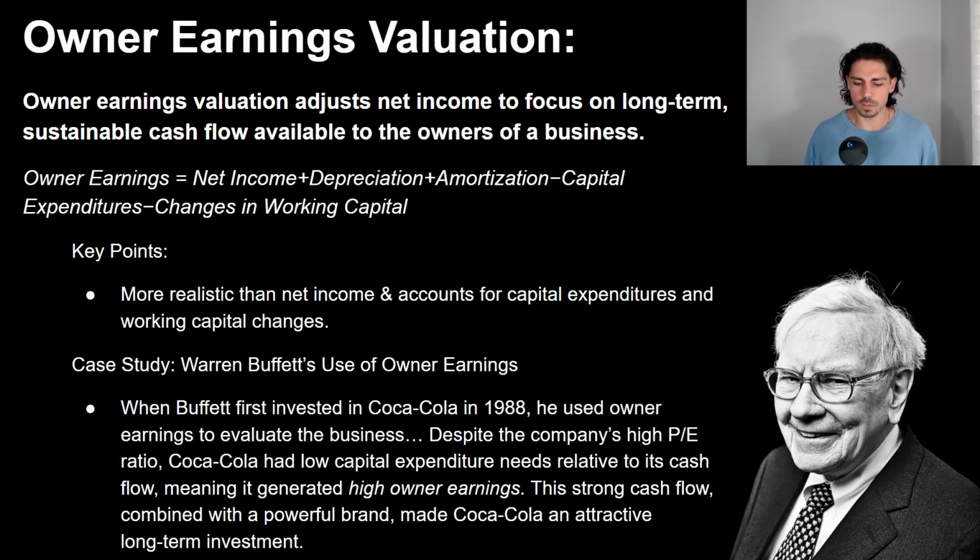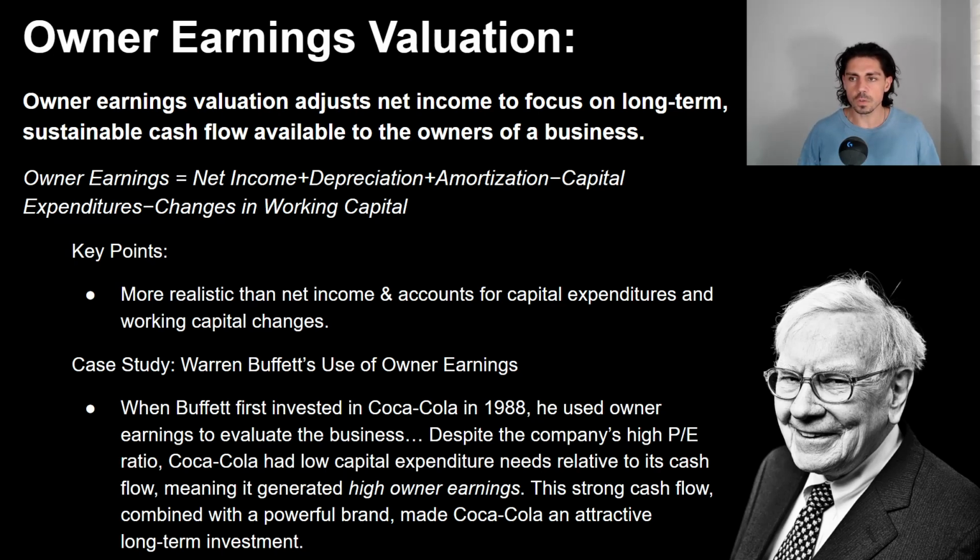So to calculate owner earnings, it's net income plus depreciation plus amortization minus capital expenditures minus changes in working capital. This is more realistic than simply net income because it accounts for these capital expenditures and changes in working capital, okay? Now, when Warren Buffett first invested in Coca-Cola in 1988, he used this valuation methodology for evaluating and justifying this investment to shareholders, okay?